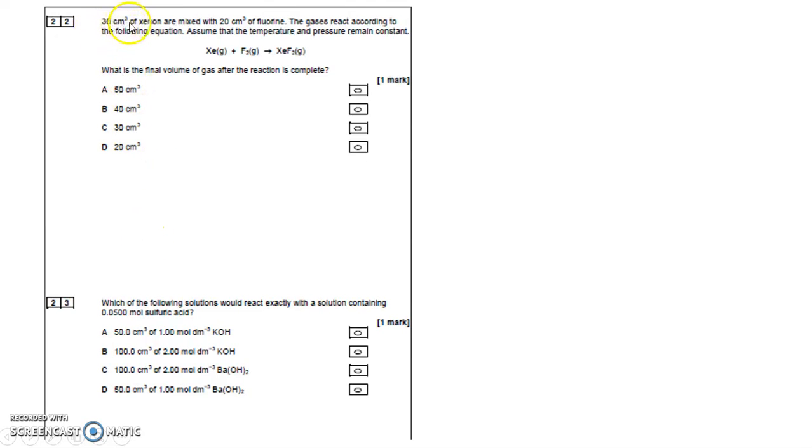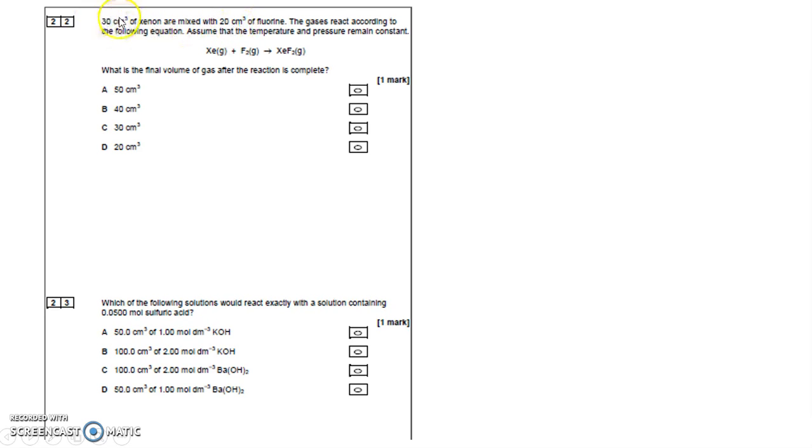Question 22. 30 centimeters cubed of xenon is mixed with 20 centimeters cubed of fluorine. They react like this: 1 mole of xenon reacts with 1 mole of fluorine to make 1 mole of xenon difluoride, XeF2. Now, for gases, volumes can be treated the same as moles. So let's say 30 centimeters cubed react with 20 centimeters cubed. 30 moles, you could say, react with 20 moles. That's not entirely true, but in terms of ratio it is.